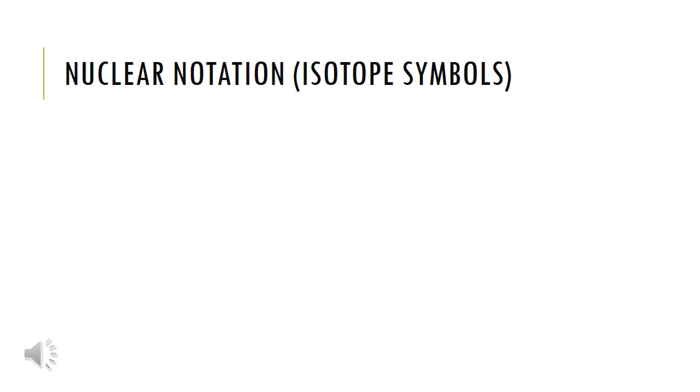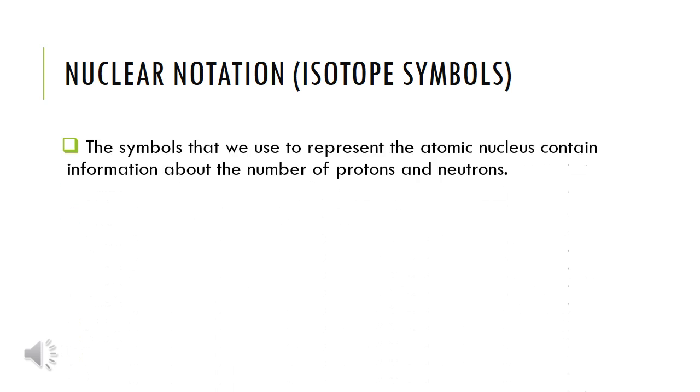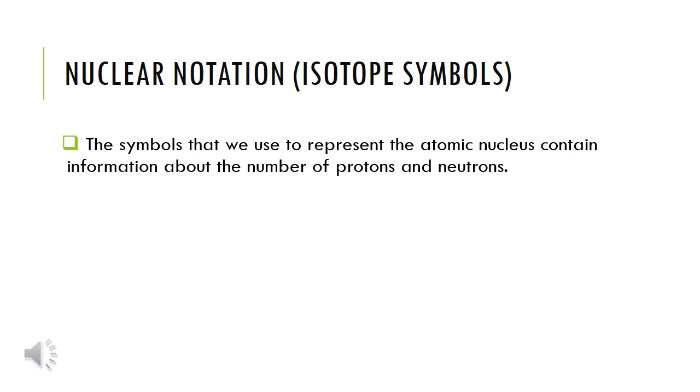As a quick review, we have already looked at how to write isotope symbols, but let's look at this again. It's also called nuclear notation because we're notating what's in the nucleus. The symbols that we use to represent the atomic nucleus contain information about the number of protons and neutrons. So here is this X, this A, and this Z.